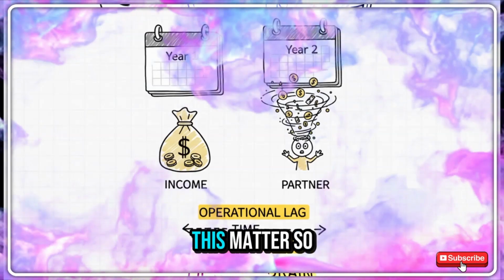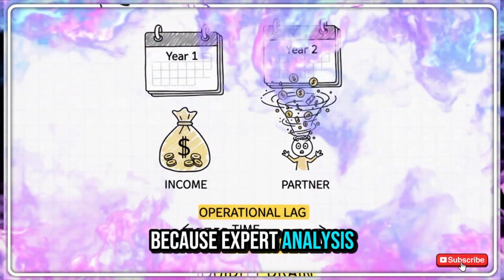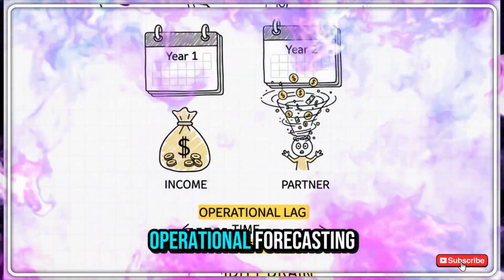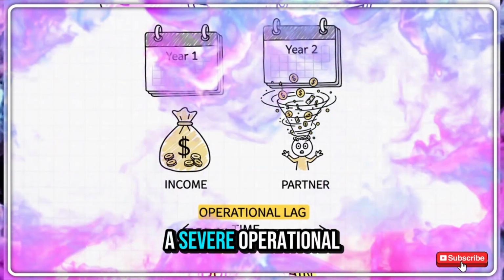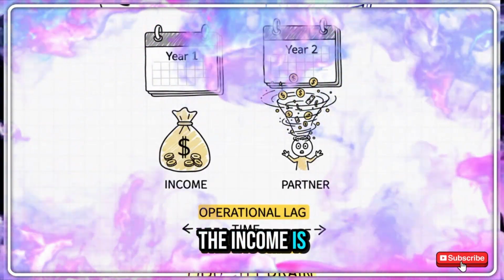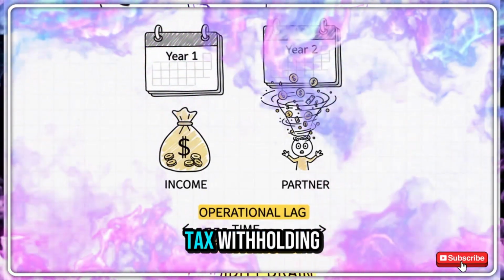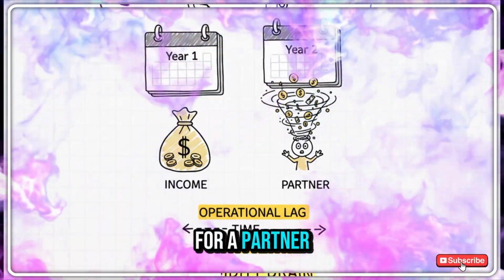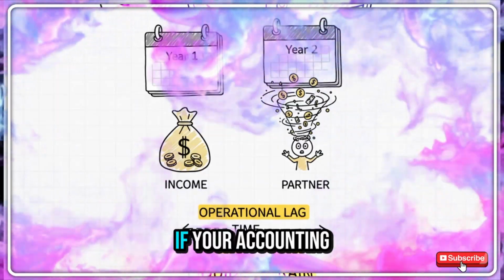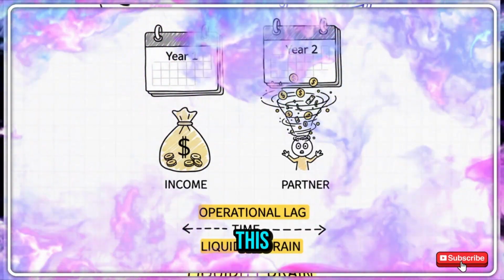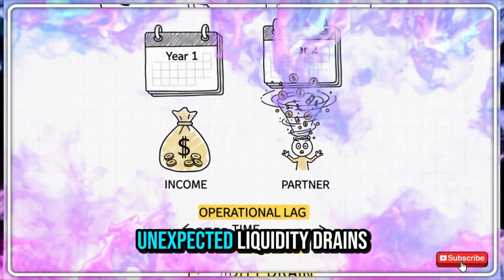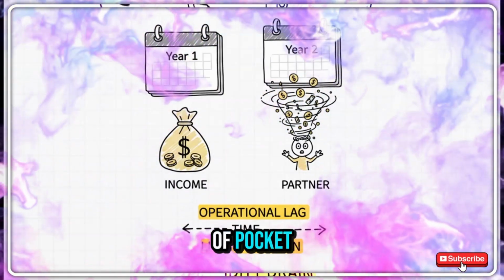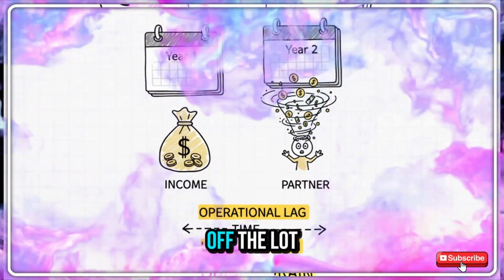So why does this matter so much? Because expert analysis indicates the specific mismatch requires highly sophisticated operational forecasting. You're left with a severe operational lag. The income is recorded in year 1, sure, but the tax withholding unexpectedly hits the entity in year 2, drawing down capital for a partner who hasn't even been paid out yet. If your accounting logic doesn't anticipate this, foreign partners are going to face massive, unexpected liquidity drains. It's literally like being forced to pay the sales tax out of pocket on a car that you haven't even been allowed to drive off the lot yet.